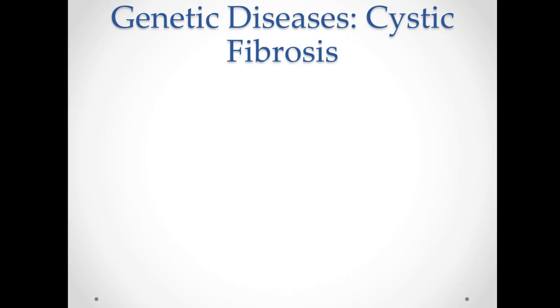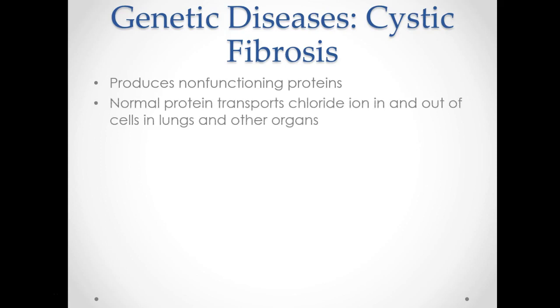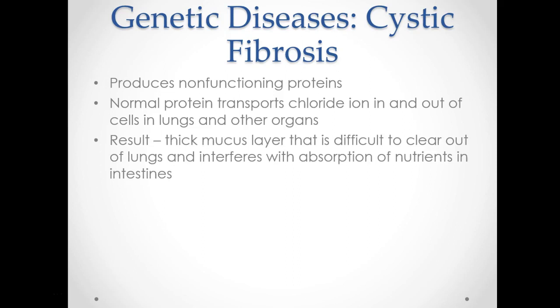Your chance of being a carrier for cystic fibrosis is about 1 in 300. What happens is cystic fibrosis produces a non-functioning protein, and that protein is responsible for transporting chloride ions in and out of cells in both your lungs and also other organs. So pulling those chloride ions in and out of your cells produces this nice thin mucus, and that mucus covers a lot of things. It covers the lining of your lungs, it covers the lining in your intestines, so that mucus is an important feature of a lot of your internal organs.